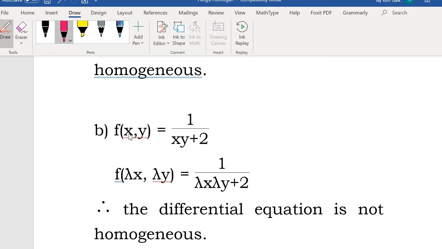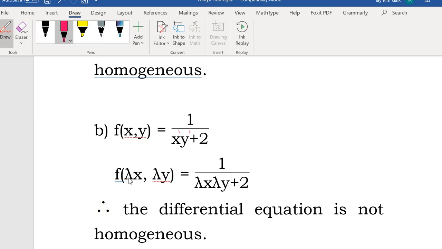without substituting x by lambda x, y by lambda y, I can easily conclude that this is not a homogeneous equation, because here you have x power 1, y power 1, power 2, but this is constant, this is constant, so this is not a homogeneous equation.